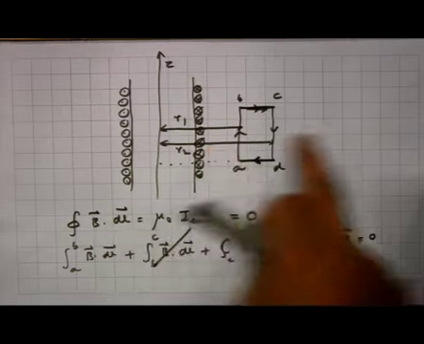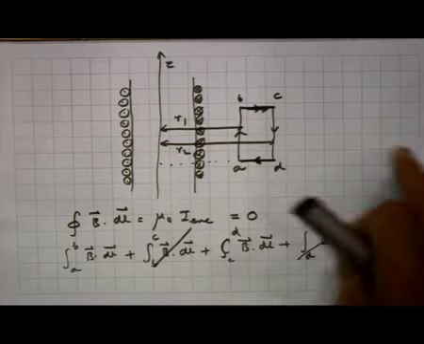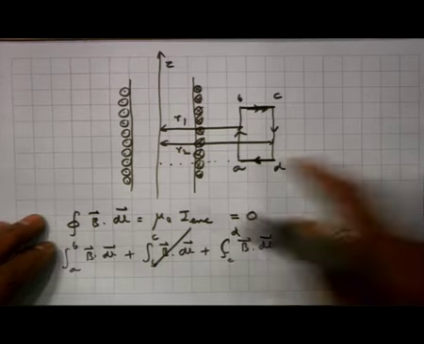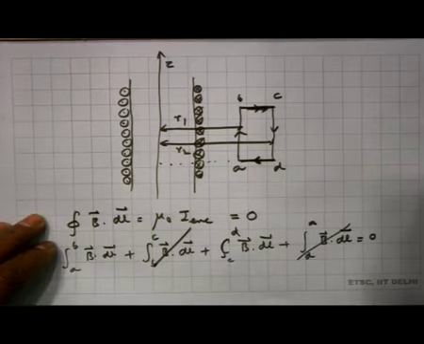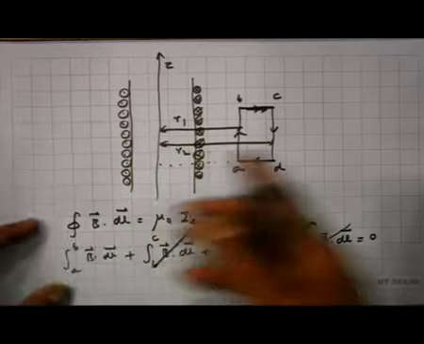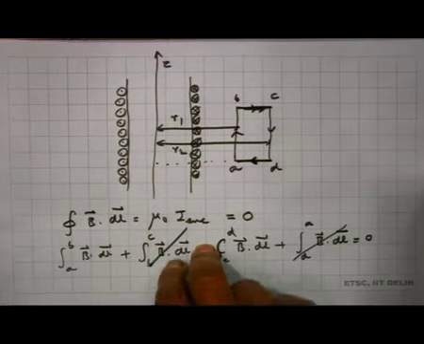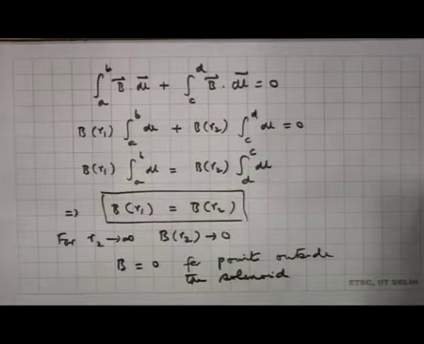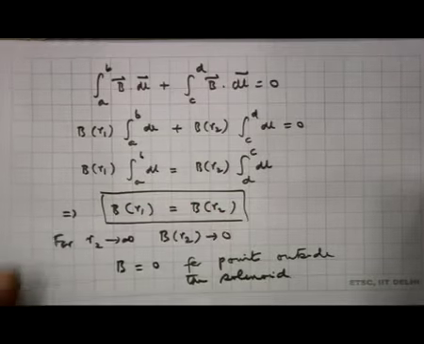So, the magnetic field must be independent of the distance from the axis outside the solenoid, and in the limit r2 tending to infinity, I know that the magnetic field will tend to 0, and so the magnetic field must be 0 everywhere outside the solenoid. Now, I must still calculate the magnetic field inside the solenoid.